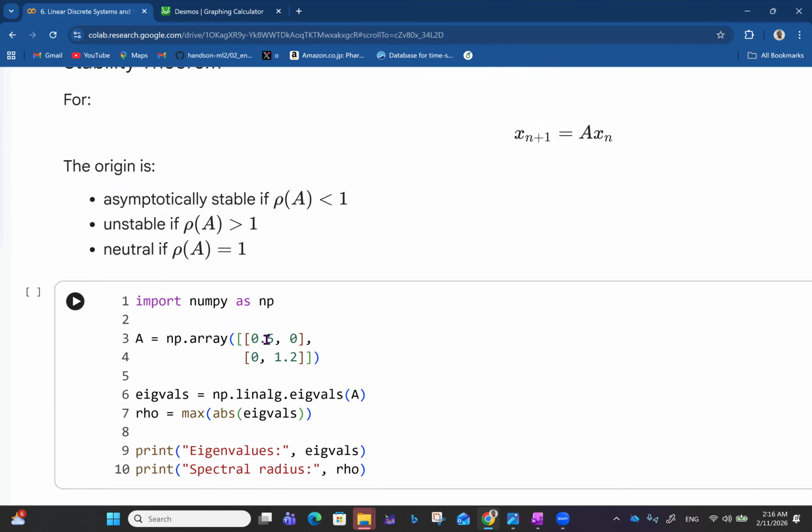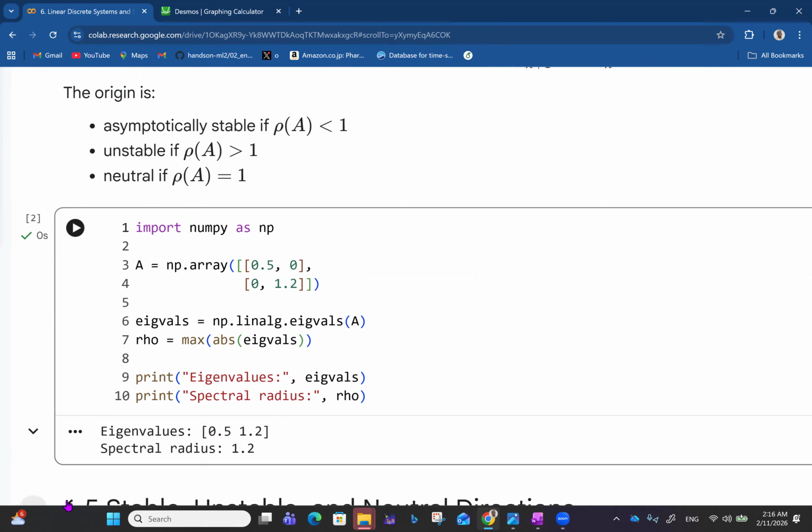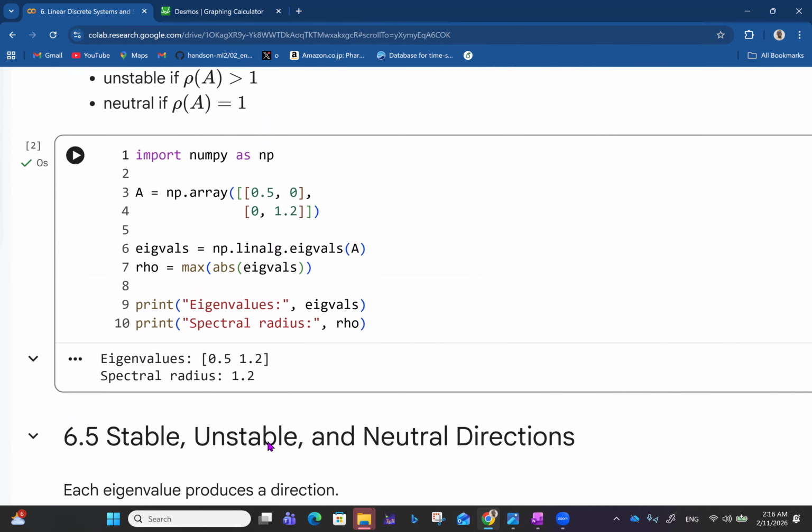So imagine this matrix, 0.5, 0, 0, 1.2. Because this is a diagonal matrix, the eigenvalues are simply 0.5 and 1.2. But you can see the spectral radius here is actually the bigger eigenvalue, which is 1.2. So it is going to drive the system. And because this is greater than 1, it means that we have instability here. If I run this now, we see that the eigenvalues are 0.5 and 1.2, and the spectral radius is 1.2. That's the dominant eigenvalue, and that determines the fate of the system somewhat.